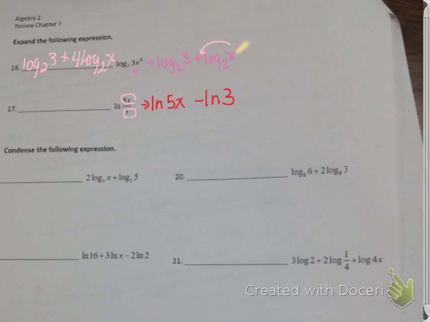Well, if you look at 5x, 5x is being multiplied. And so I need to break that up again using addition. The natural log of 5 plus the natural log of x minus the natural log of 3. And that's my final answer for number 17.